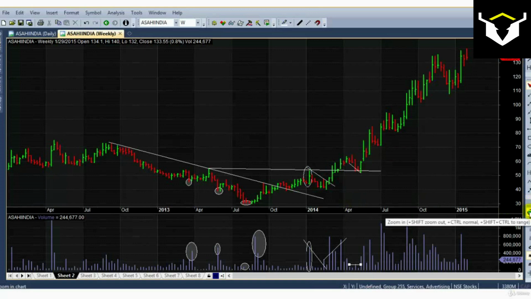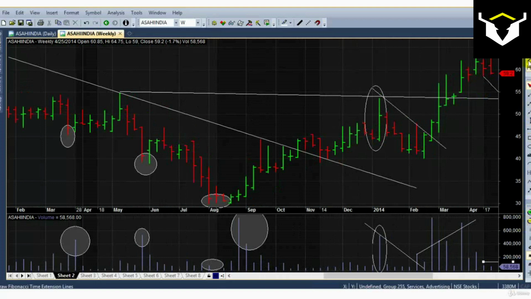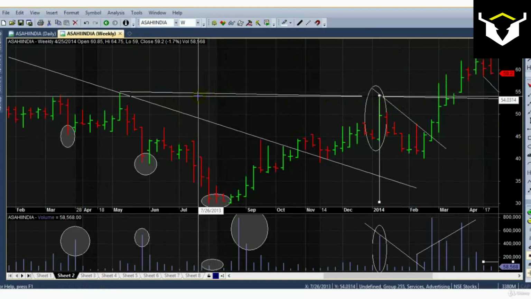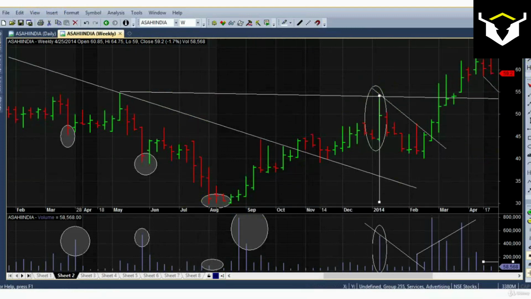Now, if you were to project a target for this pattern, what would be your target? Your target would be the distance from this shoulder to the head. Right? This distance projected towards the upside should be your target. In order to do so, I will use Fibonacci extensions and I'll use a crosshair and project this extension from this top to this bottom.